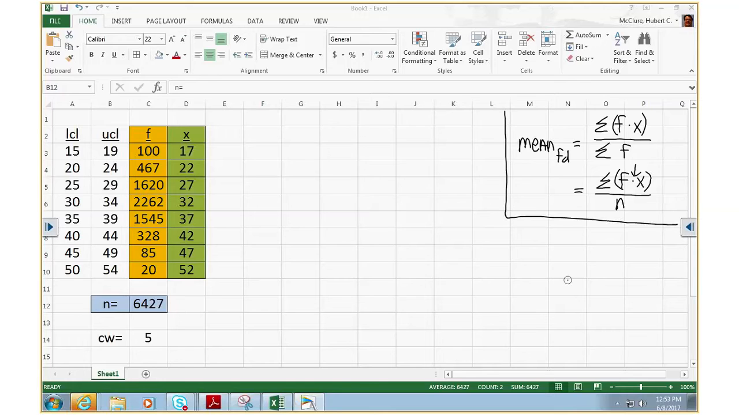Variance is equal to, and it's a long, drawn-out thing, N times the summation of F times X squared, and I'm going to put brackets, minus the summation of F times X, quantity squared, which you already have right here, over N times what? N minus 1.